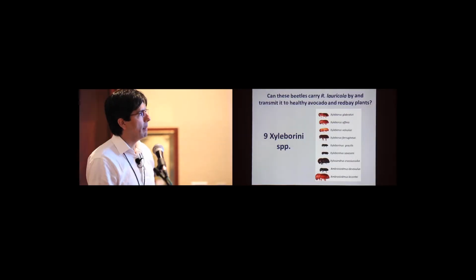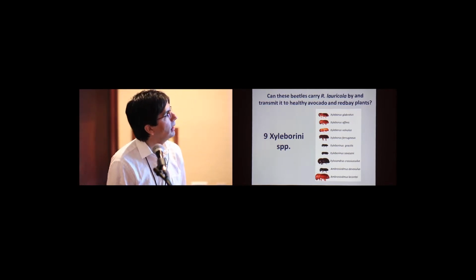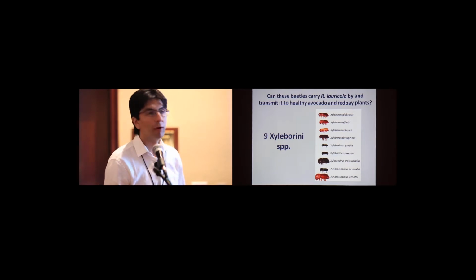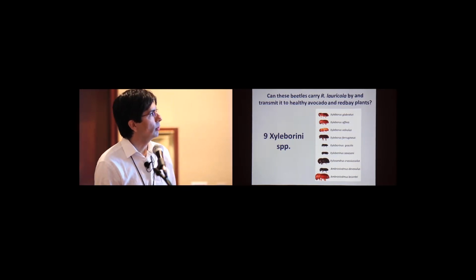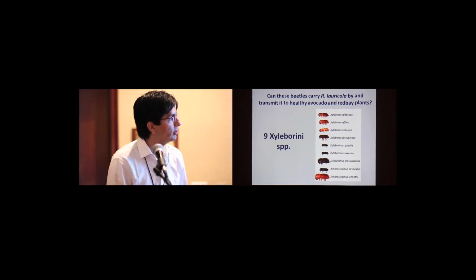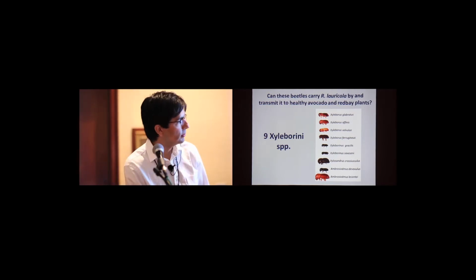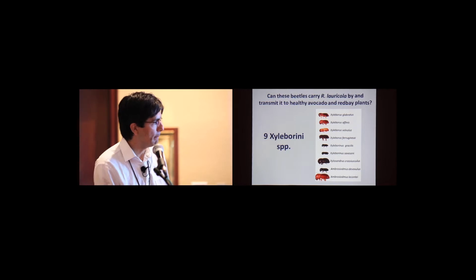And we selected 9 species of Xyleborini. Of course, Xyleborus glabratus, that is our positive control. Xyleborus affinis, Xyleborus volvulus, Xyleborus ferrugineus, Xyleborus gracilis, Xyleborinus saxesenii, Xylosandrus crassiusculus, Ambrosiodmus devexulus, and Leconte.